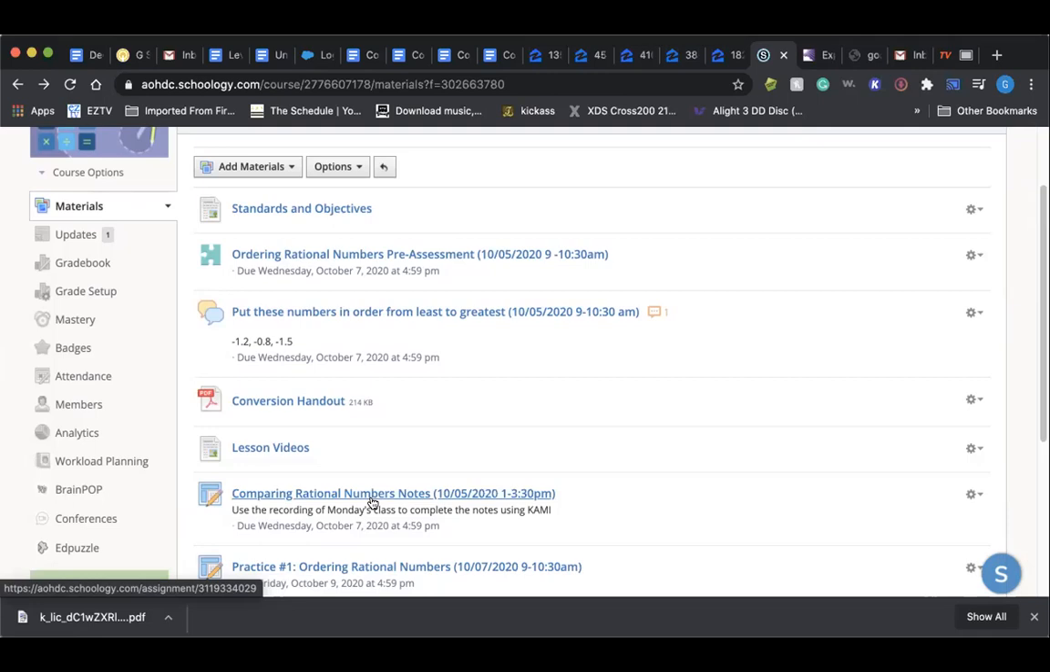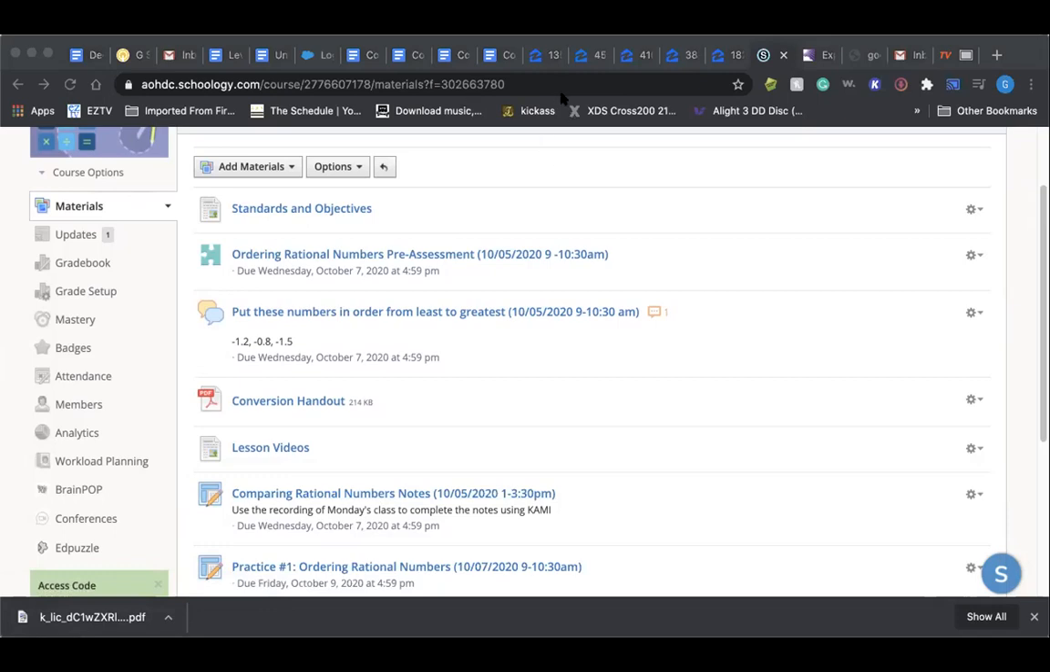Doing the pre-assessment, which is very important, took a lot of time from us, but we're going to use the rest of the time today to go over our notes and hopefully finish them. So that's what we're going to work on now. Make sure you open your comparing rational numbers notes. I have mine open already, so I will share them with you.